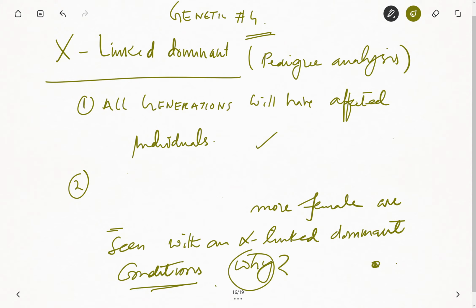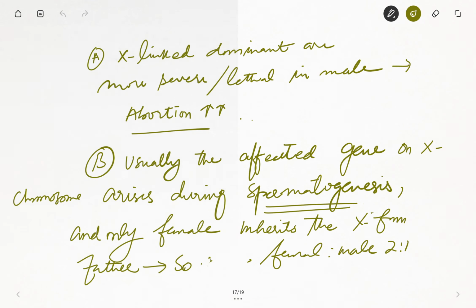In some X-linked dominant conditions, for example vitamin D resistant hypophosphatemic rickets, you can see both male and female equally affected. But in other conditions, females are more affected. The reason is that the X-linked dominant condition is more severe and lethal in males. For example, Rett syndrome. So you will see more abortions if the sex of the baby is male.